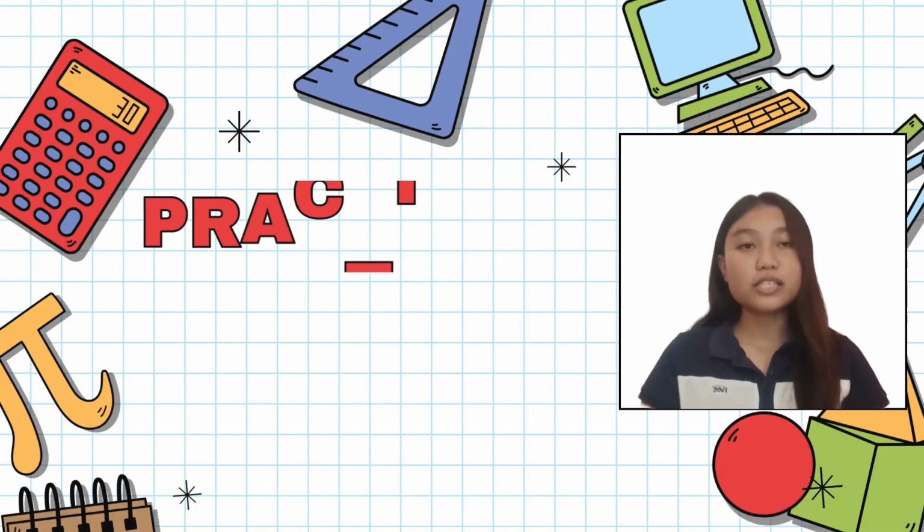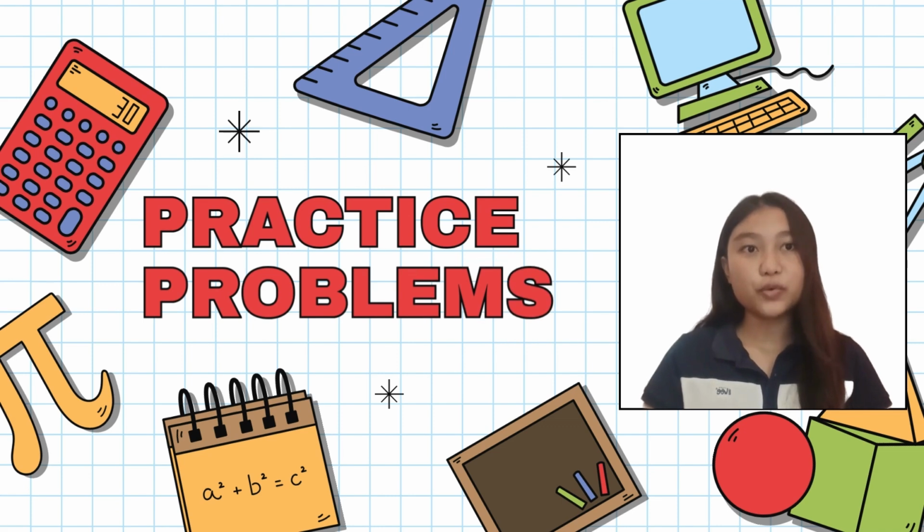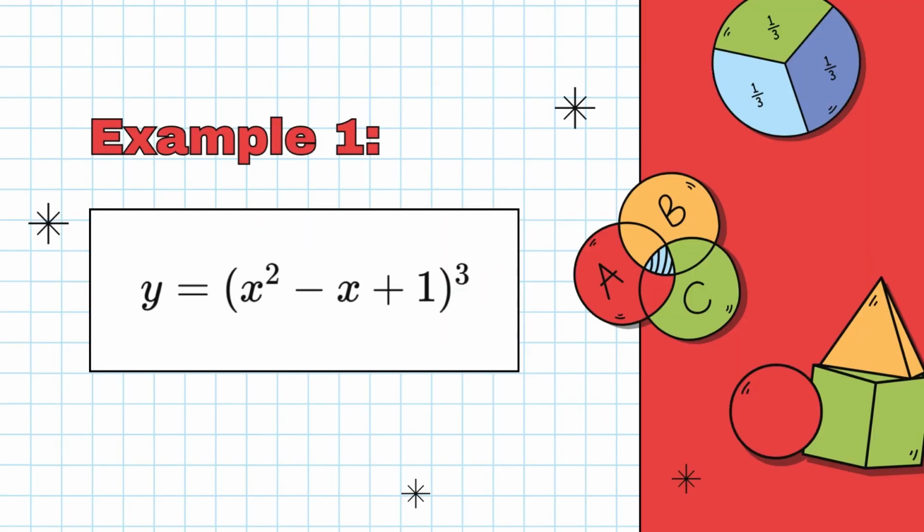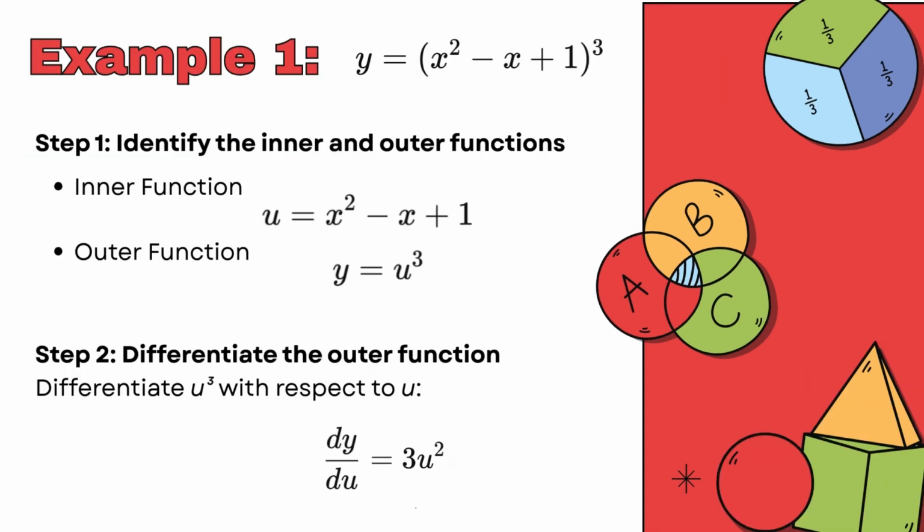Now that we know the concepts and the formula for the chain rule, let us apply it to some practice problems. For our first example, we have the function y equals the quantity x squared minus x plus 1, raised to the third power. This is a composite function because an entire expression is inside a power. The chain rule is needed here.